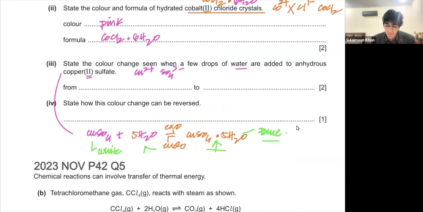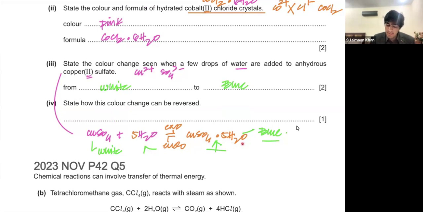Okay, let's come back to the question. It says, what happens to the color change? You go from white to blue. Next, state how the color change can be reversed. How can you reverse the color change? You had blue here and you want to go to white.